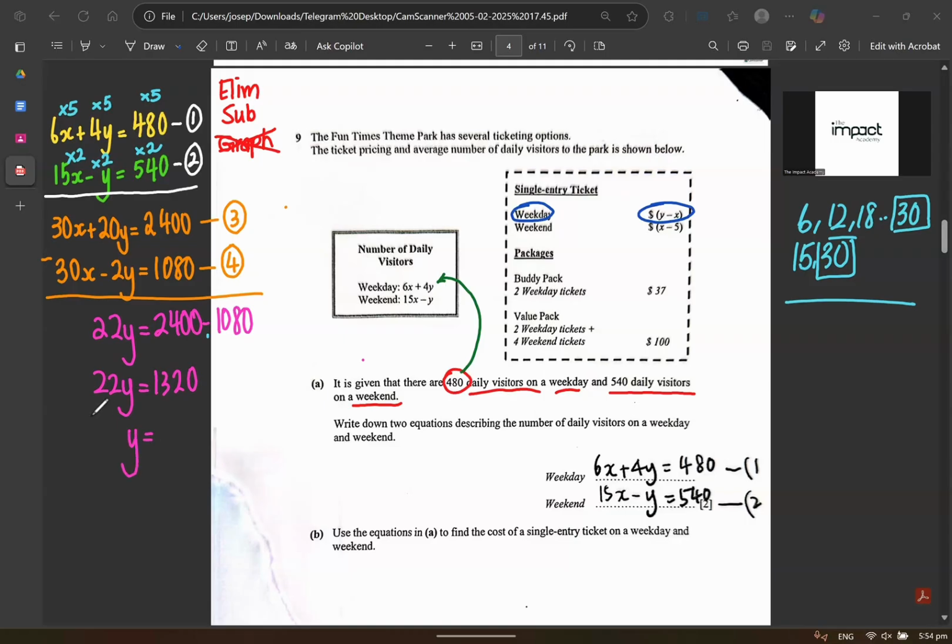y equals to, how do you get from 22y to y? You divide by 22. Make sense or don't make sense? Then you divide by 22 as well. 1,320 divided by 22 gets me to 60. Agree or disagree? So y equals 60. The moment you have y equals 60, you can sub y equals 60 into the equation to find x. Agree or disagree?